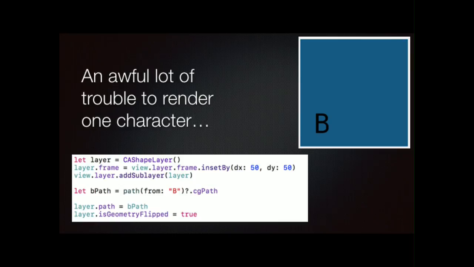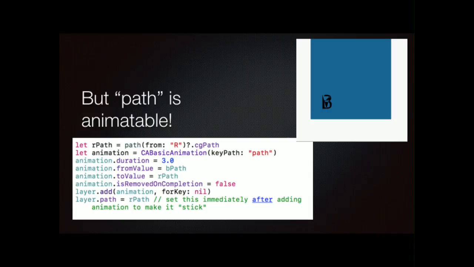But path is animatable, again. So you can have it animate between two letters. You could do this quite a bit. It gets some funkiness because if you don't have the same number of control points in each Bezier path, things can get a little bit weird. Okay? And also you'll see at the end of this, layer.path equals our path. Anytime that you're running a core animation, immediately after you've set the animation, set the value of the layer to that final value, and that'll make the value stick at the end of the animation.